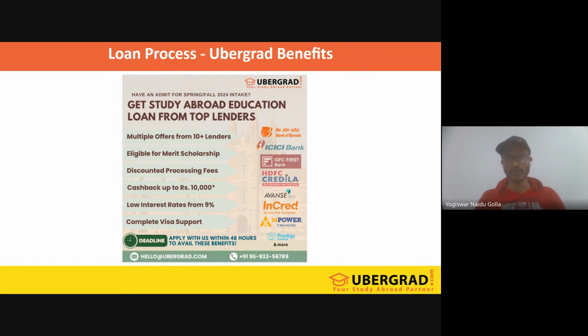So what's going on with Ubergrad education loan? With Ubergrad education loan, we have partnered with 10 plus lenders, public banks, private banks and NBFCs, which you can see in the picture here. We have partnered with Bank of Baroda, ICICI Bank, IDFC First Bank, HDFC Credila, Avanse, Auxilo, Incred, and Prodigy as private lenders, with whom we have a direct partnership.